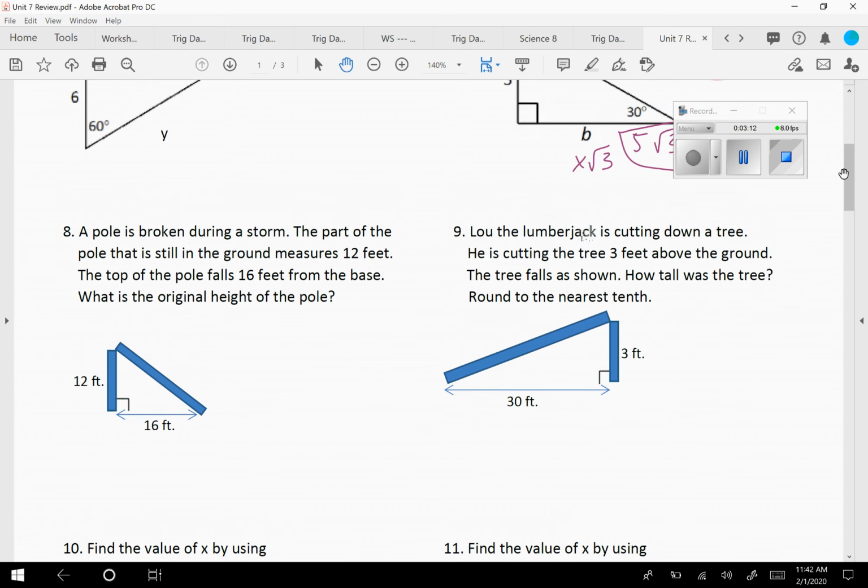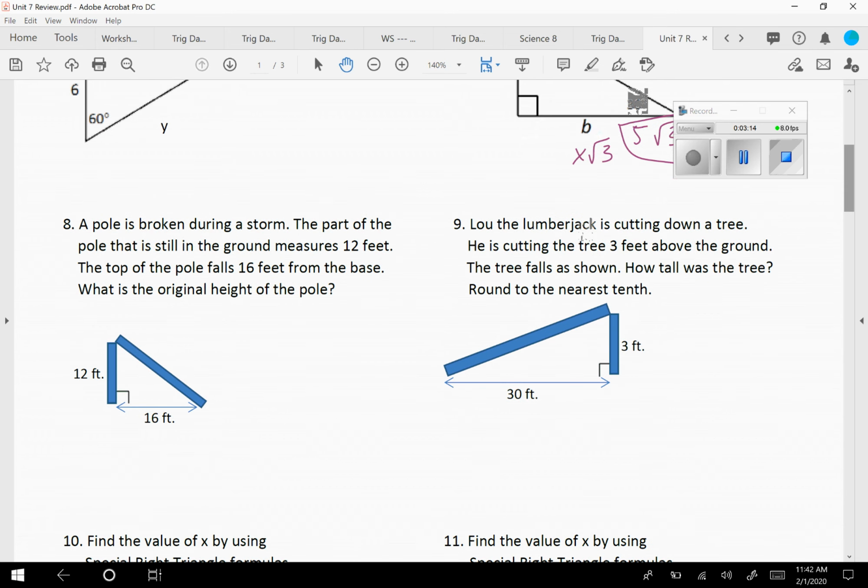All right, question 9. It says Lou the lumberjack is cutting down a tree. He is cutting the tree 3 feet above the ground. The tree falls as shown. How tall was the tree? Round to the nearest tenth. Okay, so they don't give us any angles on this except for the 90s. We have to do Pythagorean Theorem. And so we have a squared plus b squared equals c squared. So this is our a, that's our b, that's our c.